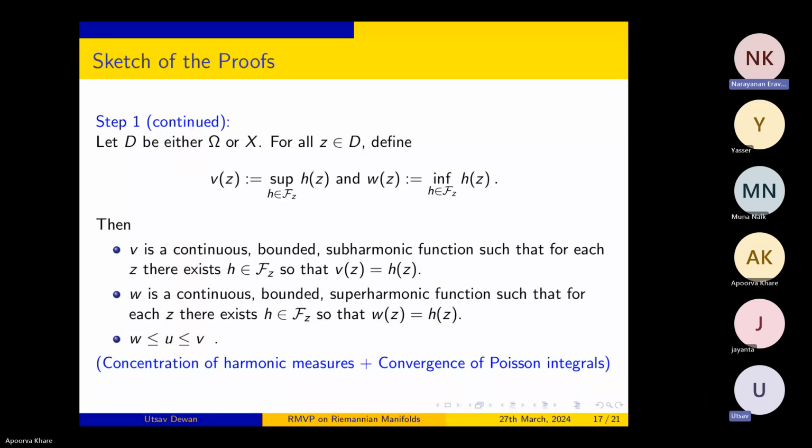So again, that's what I was saying, that we look at those harmonic families. Was the families clear, Naru sir? Yes. So you look at the pointwise supremum and infimum of that. These V and W will actually be continuous and bounded: V will be continuous bounded subharmonic, and W will be continuous bounded superharmonic, and you will be squeezed between V and W. This follows from concentration of harmonic measures and the converse of Poisson integrals, as discussed before. So please go to the next slide.